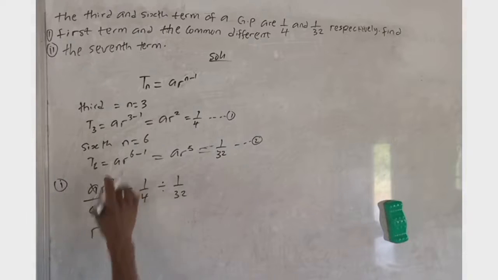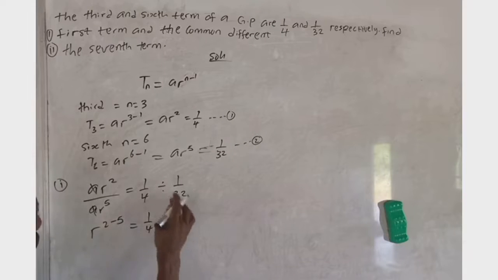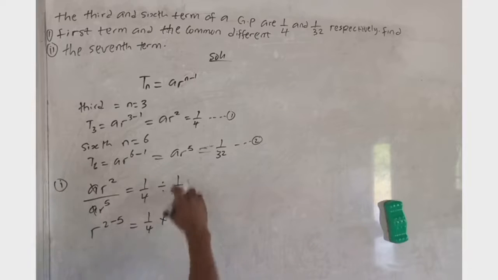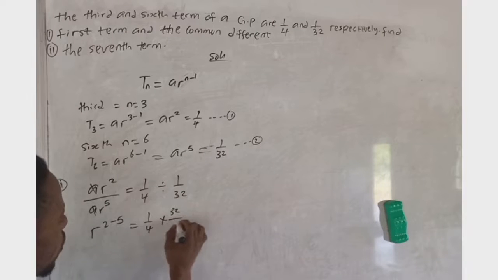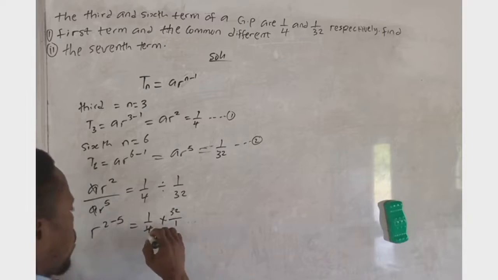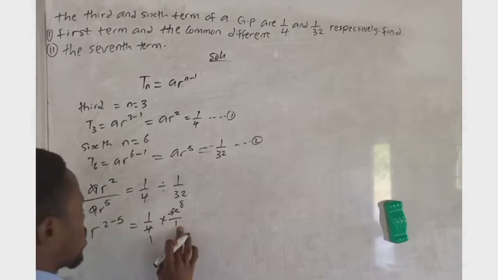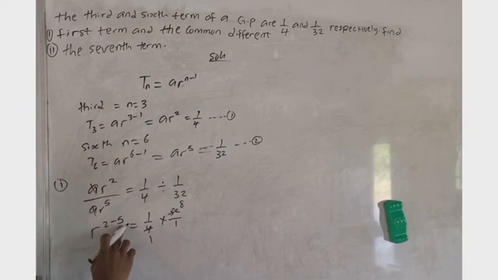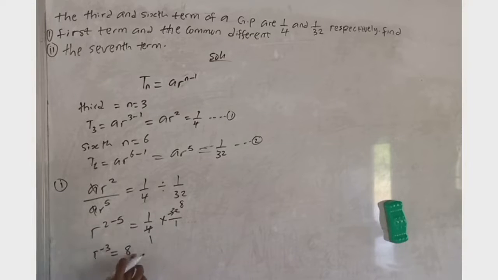Taking the powers, we have r raised to power 5 minus 2, which is r cubed, equal to 1 over 32 divided by 1 over 4, that is 1 over 32 multiplied by 4 over 1. Four here and 32 here give us 8. So r raised to power 3 is equal to 1 over 8.